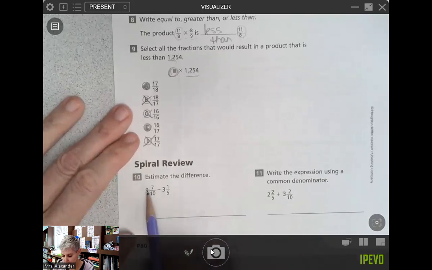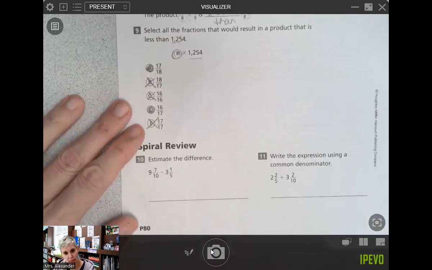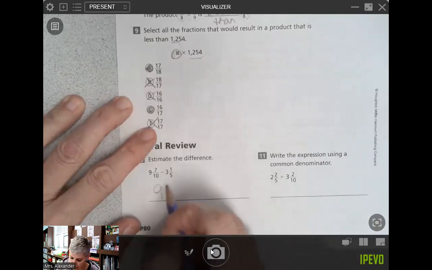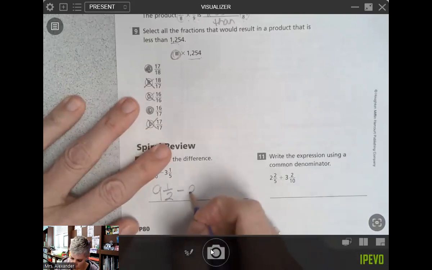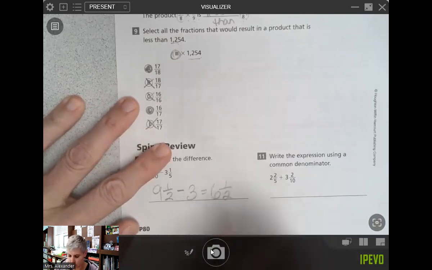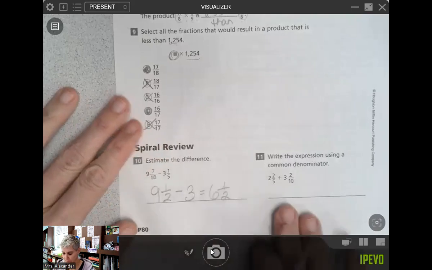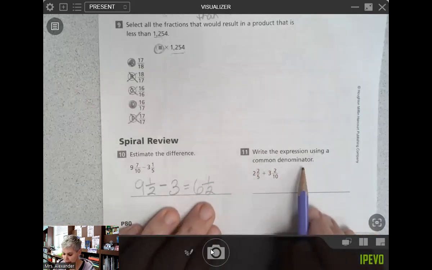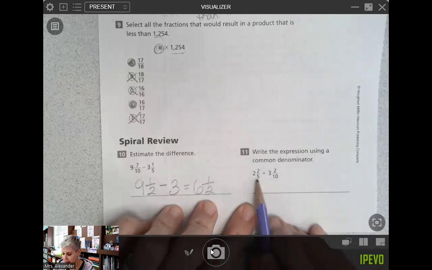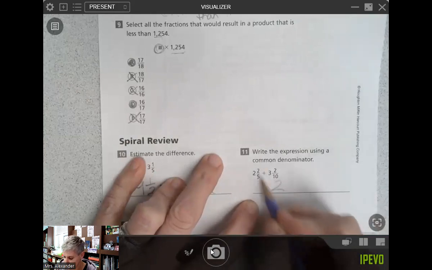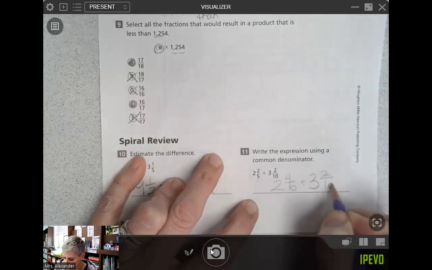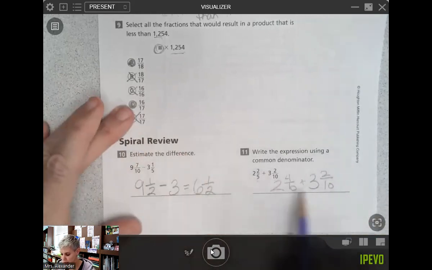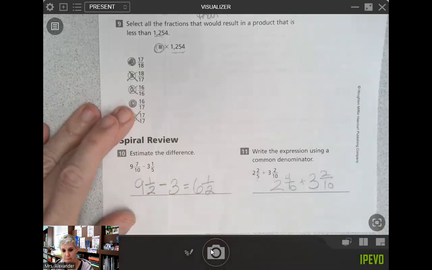Estimate the difference. 9 7/10 is about how much? I'm going to say about 9.5 minus 3 1/5, which is about 3. Our estimate would be about 6.5. Write the expression using common denominators. I have 5 and I have 10. 10 is a multiple of 5, so I'm going to adjust and have 2 4/10 plus 3 2/10. And that would be an expression rewritten with common denominators.